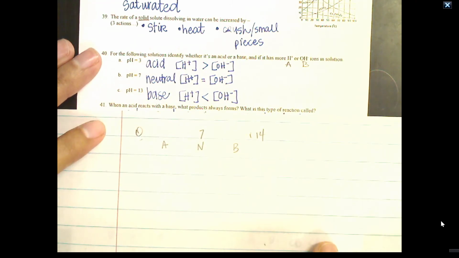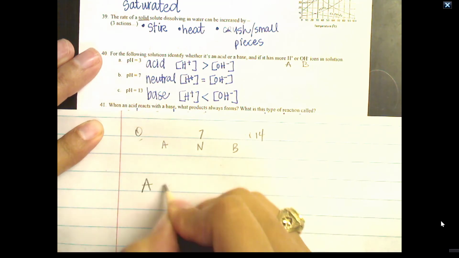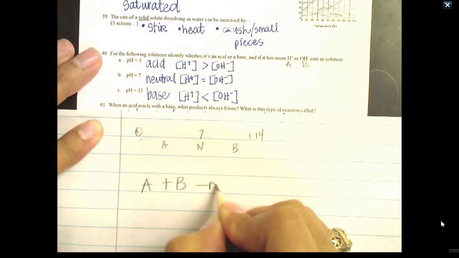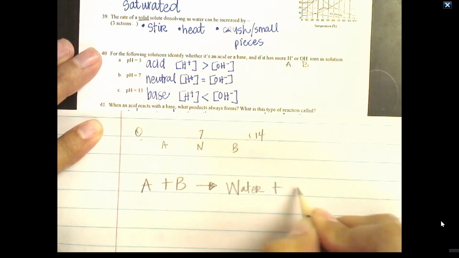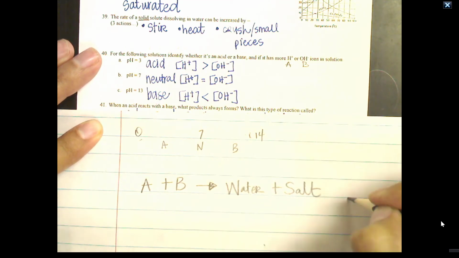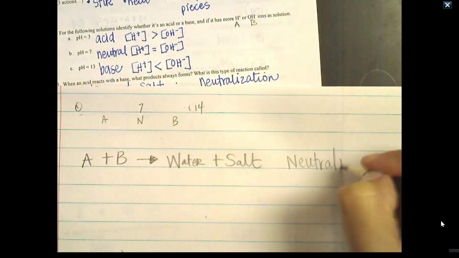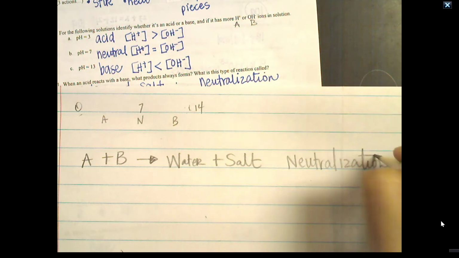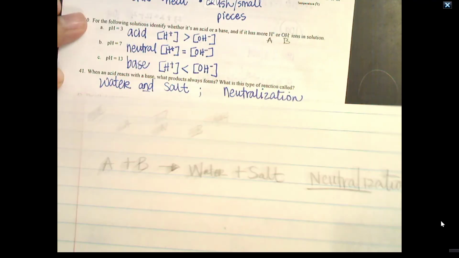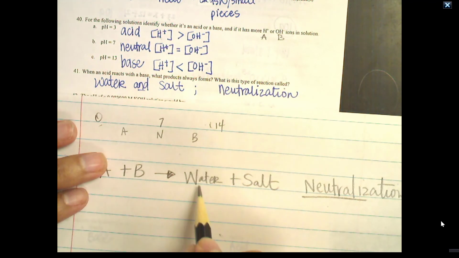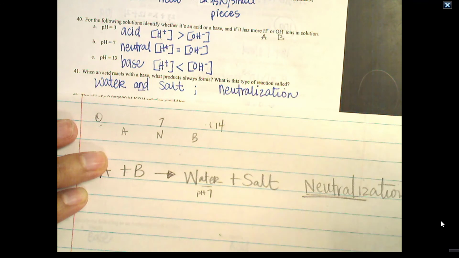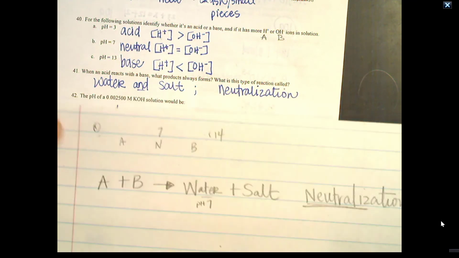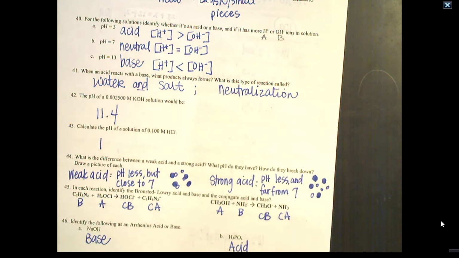Number 41 says, when an acid reacts with a base, the products formed are always water and salts. This is called a neutralization reaction. And the key word there is neutral, because water is being made and water has a pH of 7. That's why it's neutral, and it's called a neutralization reaction. Number 42.